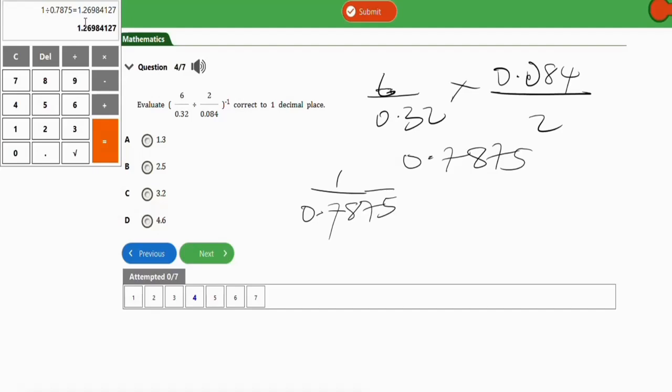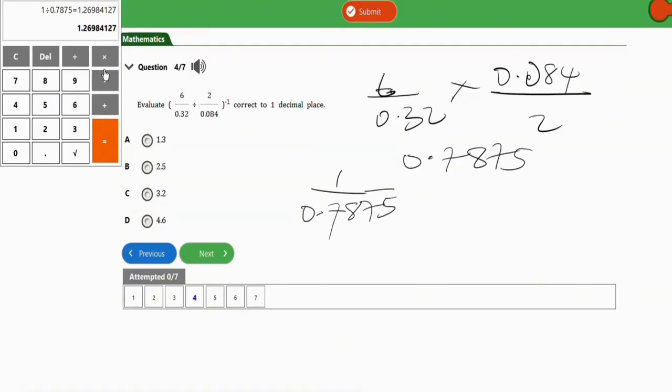We're asked to correct to one decimal place. As usual, we need to count immediately after the decimal point. So after the decimal point, we have 2, the first decimal value, 6, the second decimal value. So this 6 is up to 5 or more than 5, so you round up the 2 to 3. So the correct option in this question will be option A, 1.3. It's as simple as this.